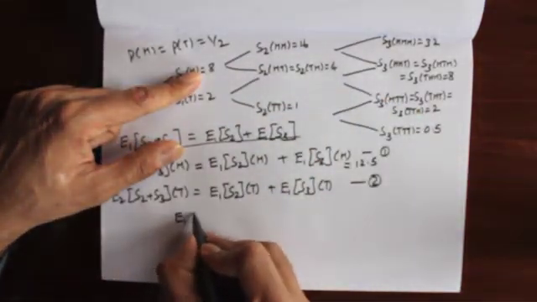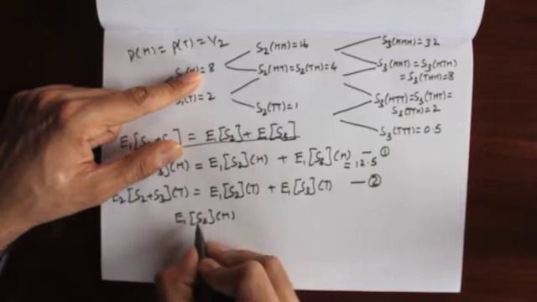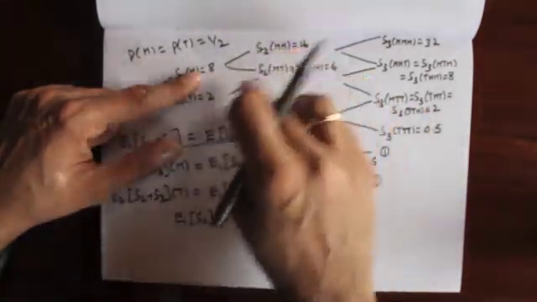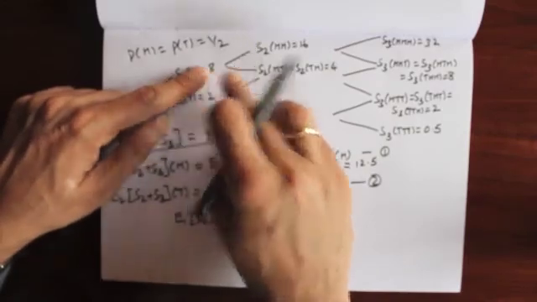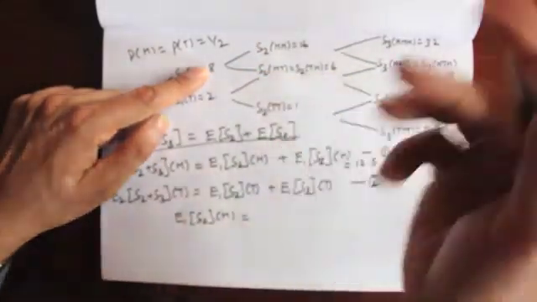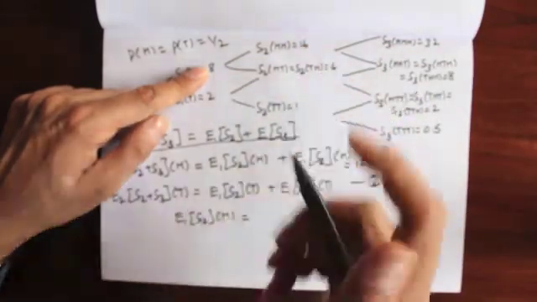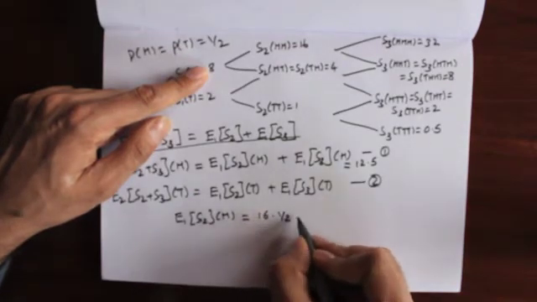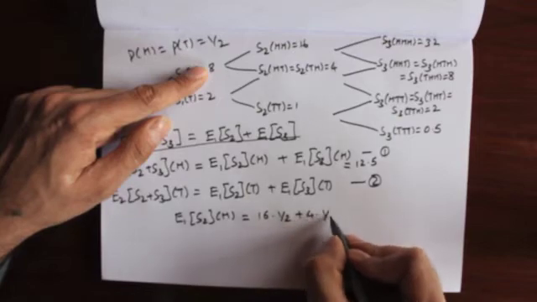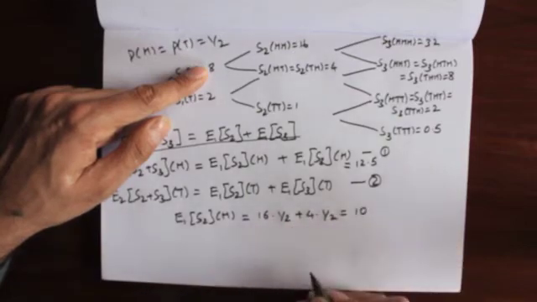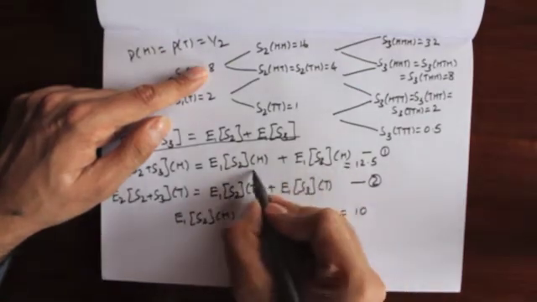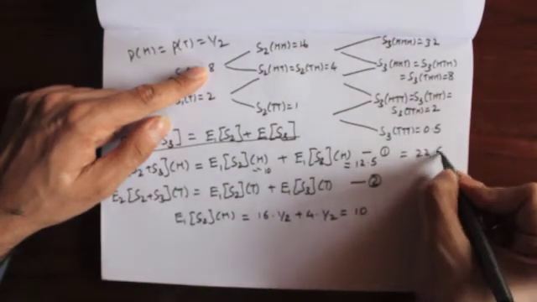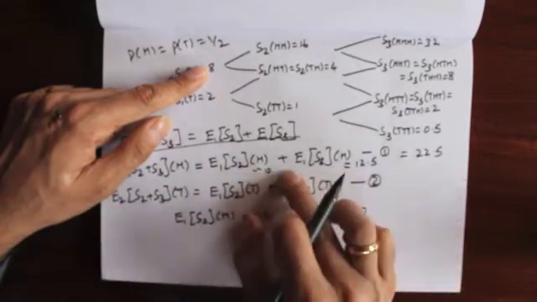The expectation of S2 at time 1 if it was a head: we can only get two possible values of S2 from here. If you're standing here, we can be at either 16 or 4. If we toss a head, it will be at 16. If we toss a tail, it will be at 4. So we can write this expectation as 16 times the probability of getting a 16, which is half, plus 4 times the probability of getting a 4, which is also half. So this becomes 10. This is 12 and a half, this is equal to 10, so the sum of these two becomes 22.5. So the right hand side has become 22.5.